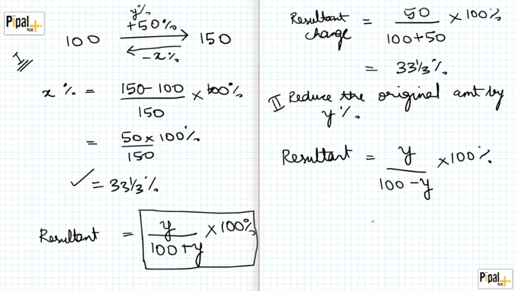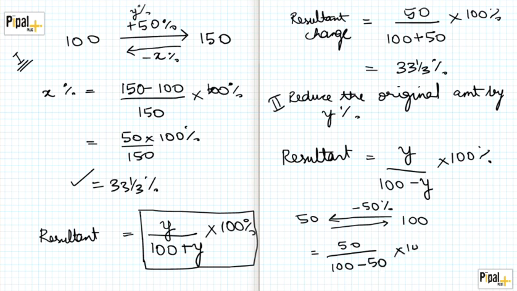Let's take an example. If we had started from 100 and we reduce 100 by 50%, we arrive at 50. Now by how much should I increase this to arrive back at 100? My answer is going to be 50 divided by 100 minus 50, into 100%, which is equal to 100%. That means I must increase 50 by 100% to come back to the original number 100.